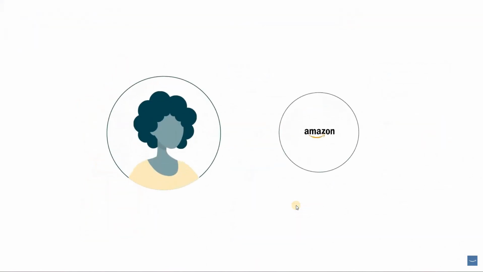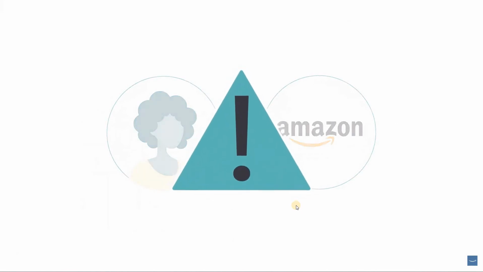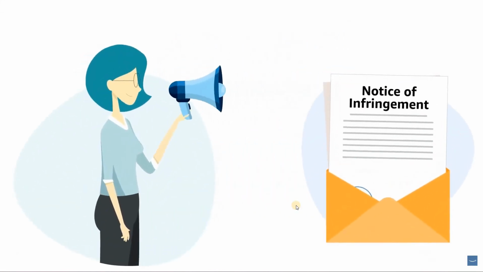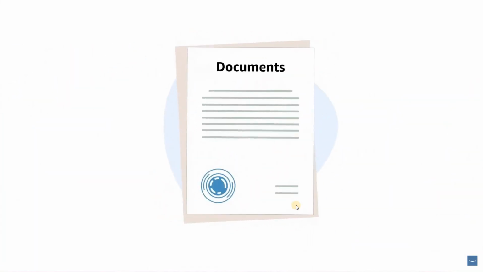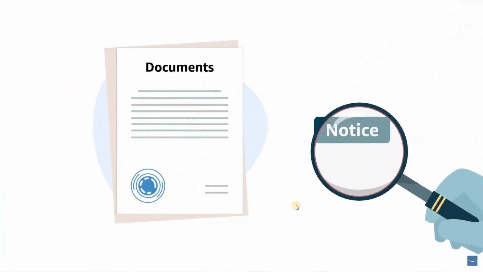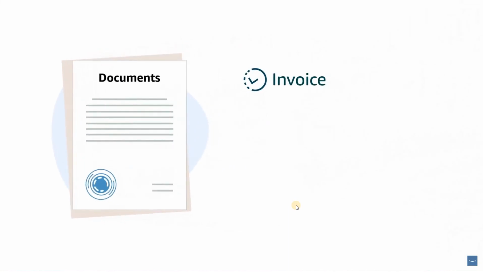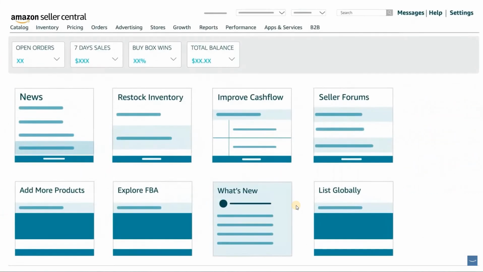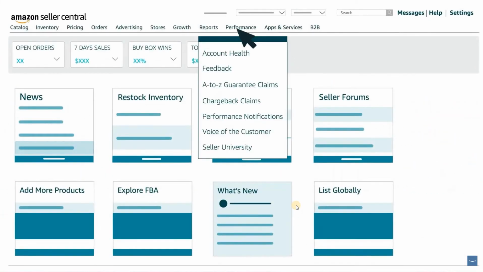If you believe that either the rights owner or Amazon made an error, you may dispute the claim and provide supporting documentation. The supporting documentation required depends on the nature of the notice and could include an invoice, an order ID, a letter of authorization, a licensing agreement, etc. Refer to specific instructions provided in the relevant notifications on your Account Health dashboard on Seller Central.